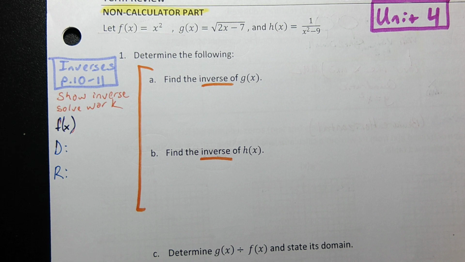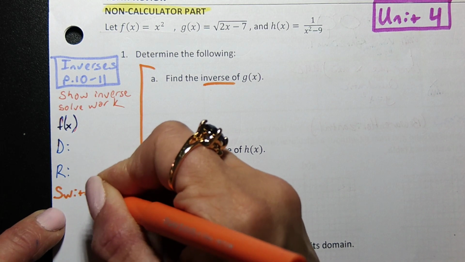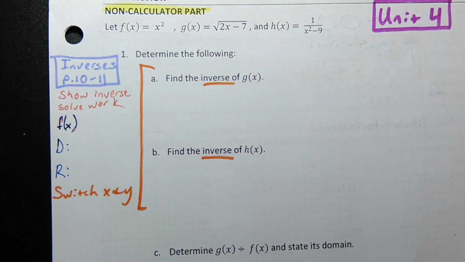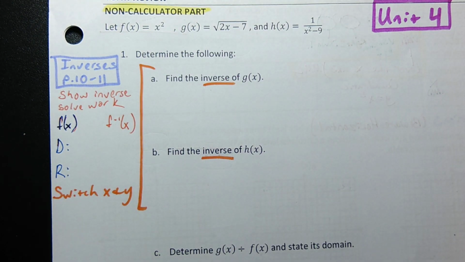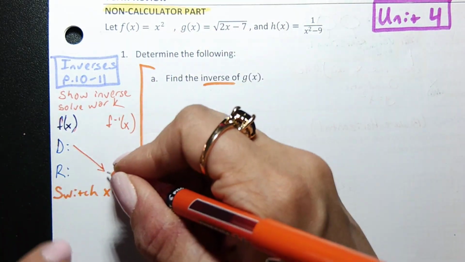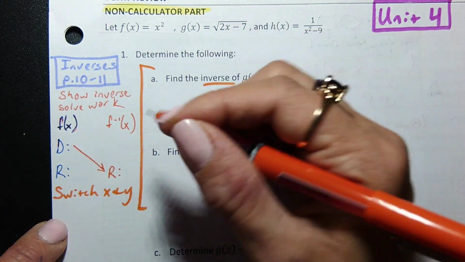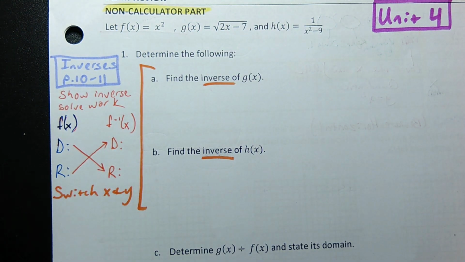Y and x switch. So when you see inverse, you think switch x and y. But it's not just x and y in the equation, it's x and y as a whole for the domain and range of the function. So if I find the inverse equation, it's going to inherit all the restrictions from the domain and range, but they flip. So the domain of the original function becomes the range of the inverse, and the range of the original function becomes the domain of the inverse.